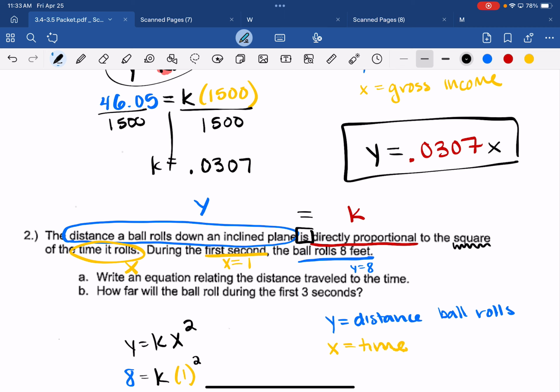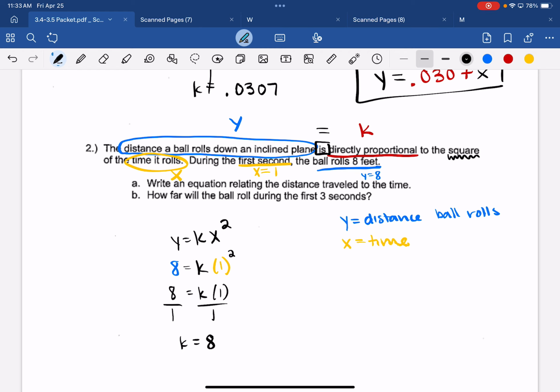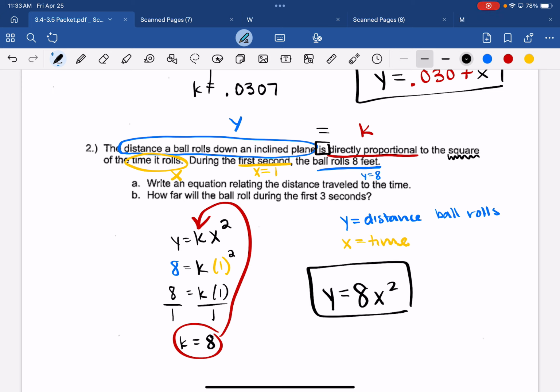All right. So we found our k value to be 8, but let's go back and we've got to plug it back in to our general form here. So I've got y equals 8x squared. That's my general form. Okay, so that's part A. Write the equation relating the distance. That's this guy. We checked him off. We just did A.